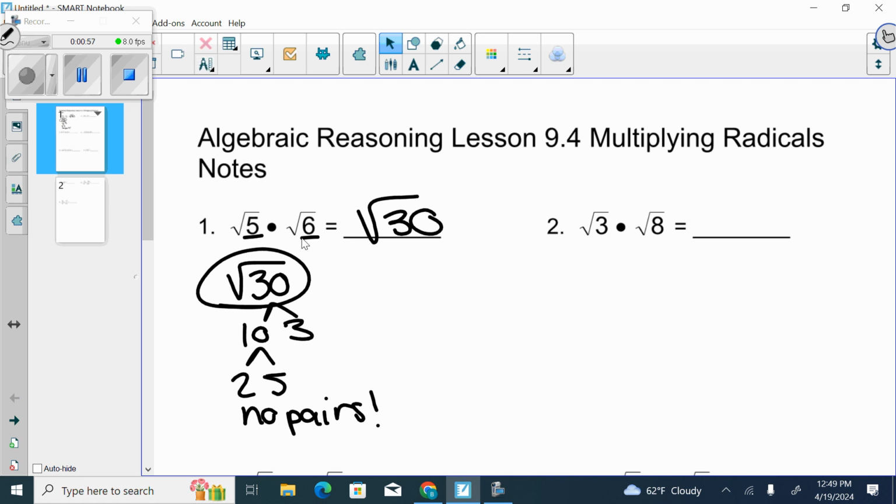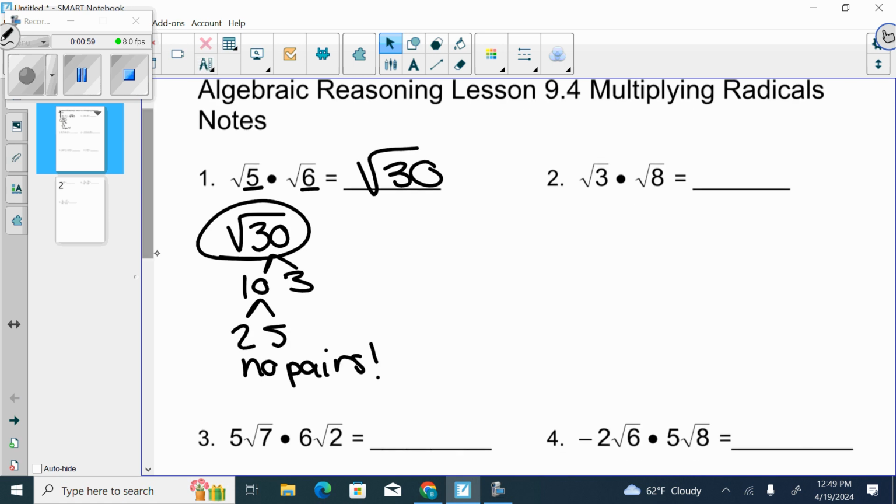Okay? All right. Okay, number 2, very similar. They're not like terms, but that's okay. I can still multiply them. What is 3 times 8? 24. All right, again, a little bit bigger of a number. So let's see if we can simplify it. 6 and 4. 2 and 2. All right, so we did find one pair.